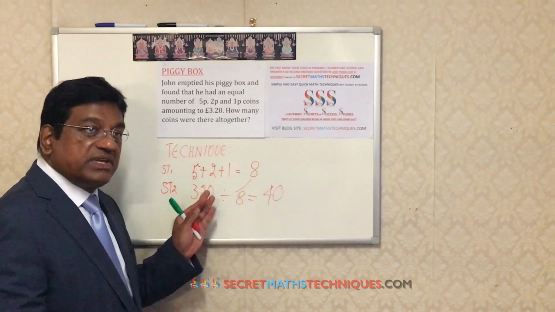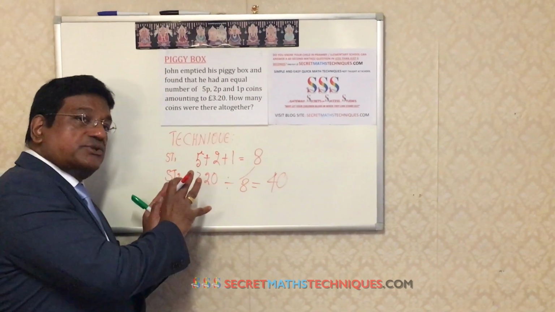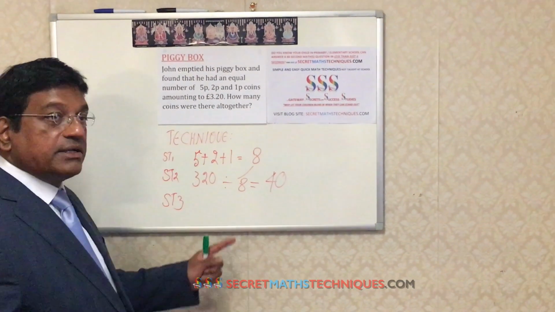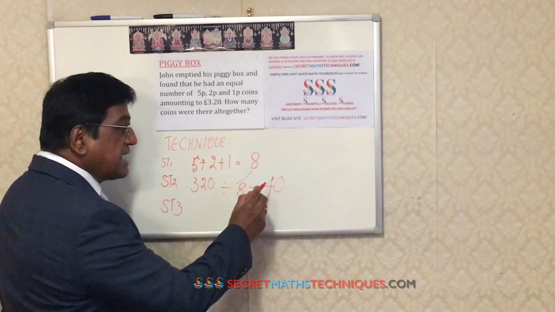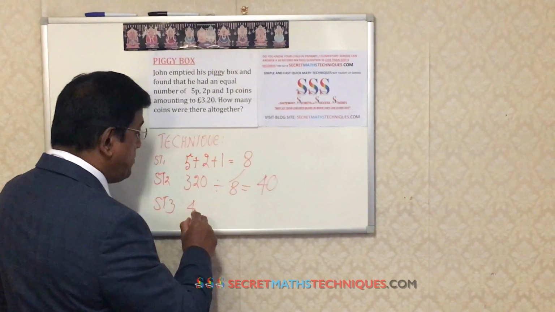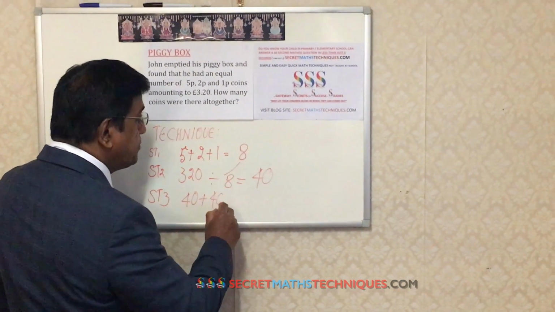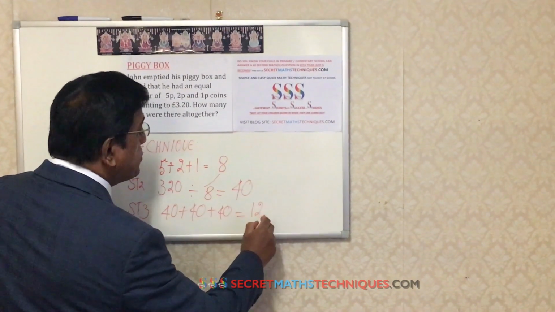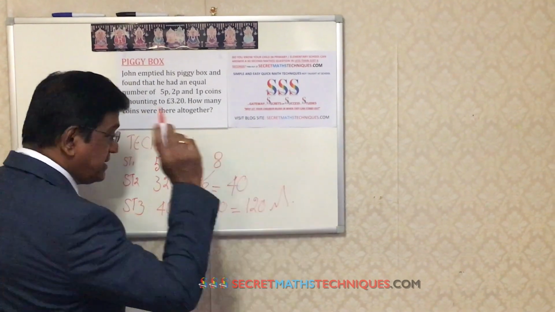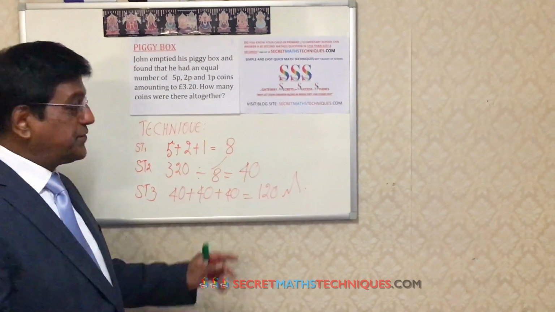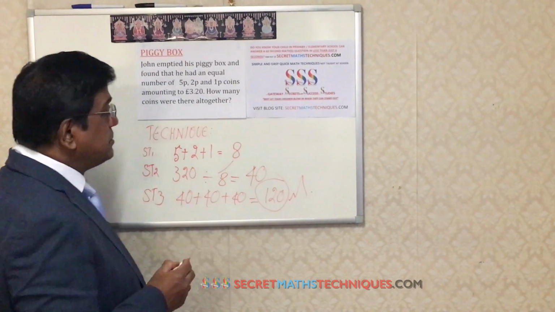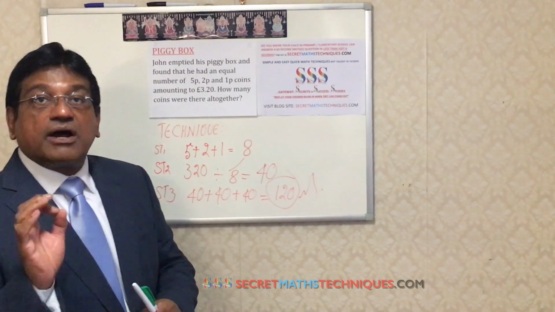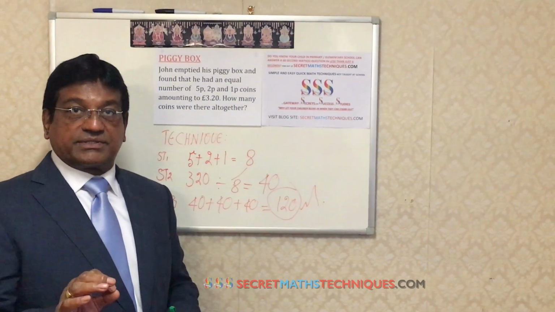So easy, we have only consumed less than 2 seconds so far, and the third step should give us the answer. The answer is that we got 40 of 1p coins, 40 of 2p coins, and 40 of 5p coins. Altogether we got 120 coins, and that is the answer. I circle it right now to show you. Altogether there were 120 coins.